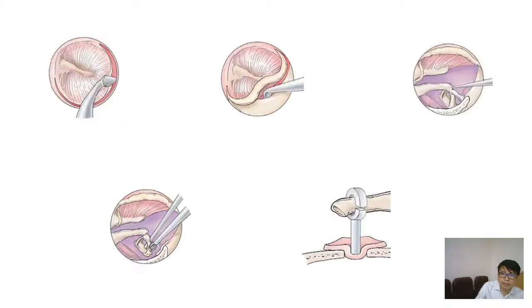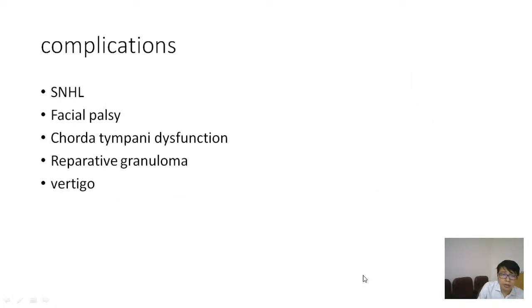Sometimes if the piston length is too long, if you don't measure it properly, it can project inside the inner ear and stimulate the saccule, because the structure of the inner ear that is close to this footplate is the saccule. So it can stimulate the saccule and cause vertigo.